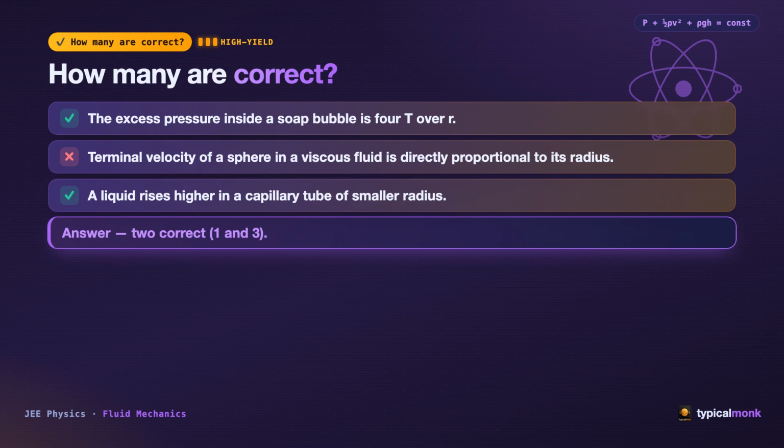So, how many are correct? Two statements, the first and the third. A bubble's two surfaces really do give it 4T over R, and a narrower tube really does pull the liquid higher. But the second one fails. Terminal velocity goes as the square of the radius, not the radius alone. Two correct, and the middle one is the trap.